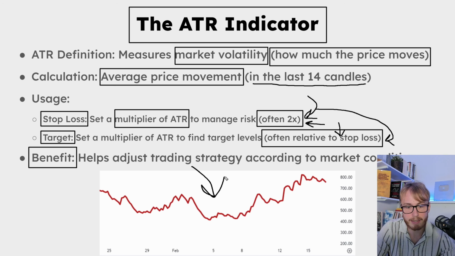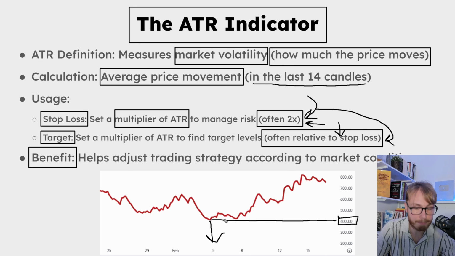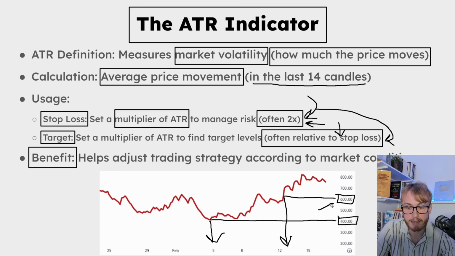So for example, right here we have an ATR indicator. It's just a simple line. And how you read this ATR is basically, if you for example take a look at right here, we can see that it says 400. This means that on this point, the price moved by 400 on average over the last 14 days. And if you, for example, read the ATR at this point right here, we can see that it says 600. So at this point, the price moved by 600 on average, and so on and so on.